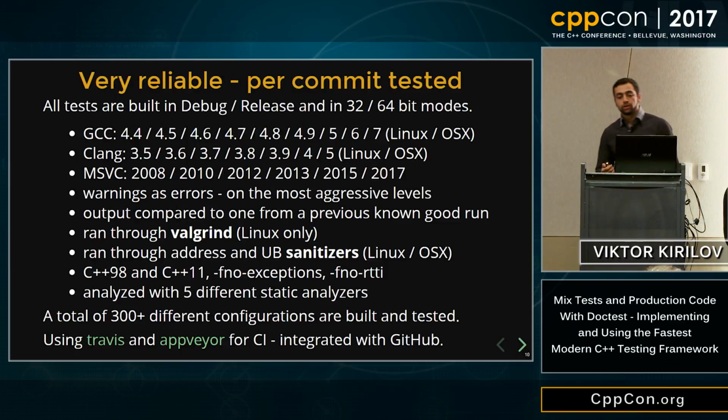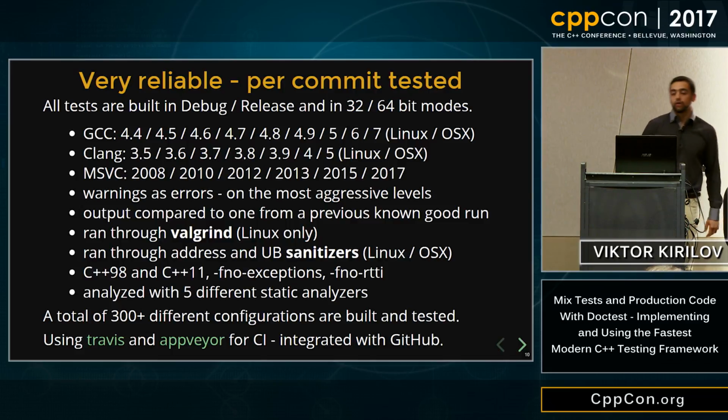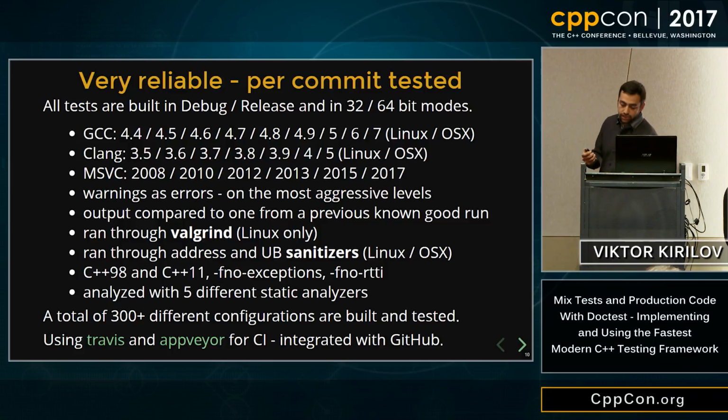It is also very reliable. It is per commit tested on Travis and Appveyor CI services, which are integrated with GitHub, and each time I push, all tests are built in debug and release 32 and 64-bit modes with all these compilers on Linux, OS X, and Windows. Warnings are treated as errors. I run the tests through Valgrind and through the sanitizers. Builds are built in C++98 and 11 modes, with and without exceptions, with and without RTTI, and it's statically analyzed with 5 different tools. That amounts to a lot of builds, and it took quite a lot of time to configure.